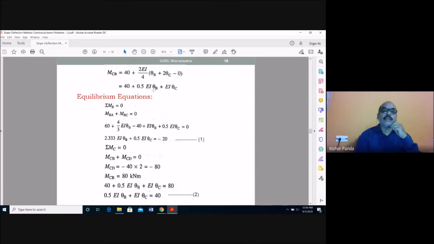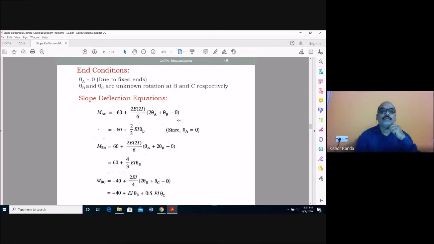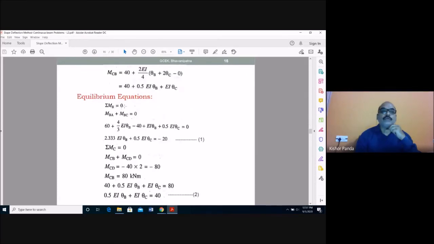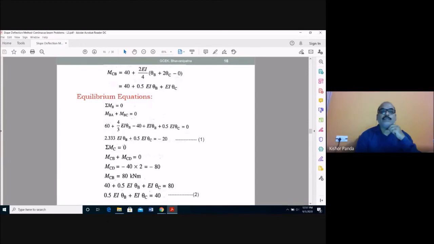Then after getting these slope deflection equations, you have to take the equilibrium equations. What are the equilibrium equations here? Summation of moment at B is equal to 0, then summation of moment at C is equal to 0. The summation of moment at B is equal to 0: MBA plus MBC is equal to 0. You already know MBA and MBC, so you put these values here and find one equation.